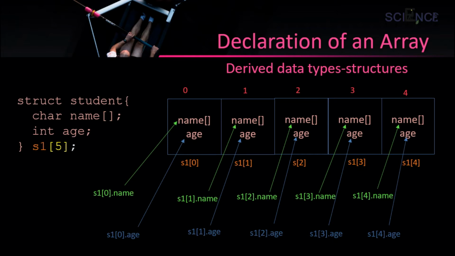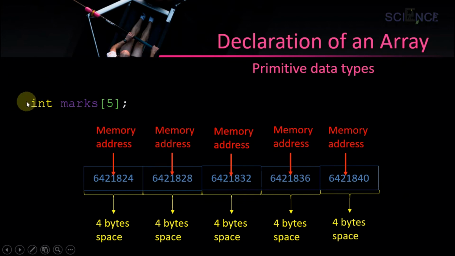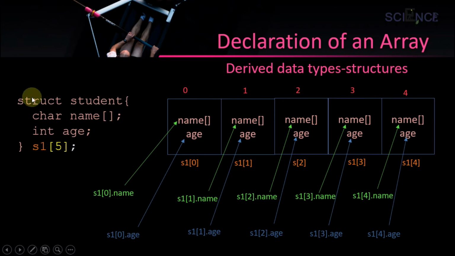Then let's see, I told you that we can create arrays using primitive data types as well as using derived data types, right? So in the previous example we talked about primitive data types. So we created the array using integer data type, right? So here we are going to create an array using structures, right?